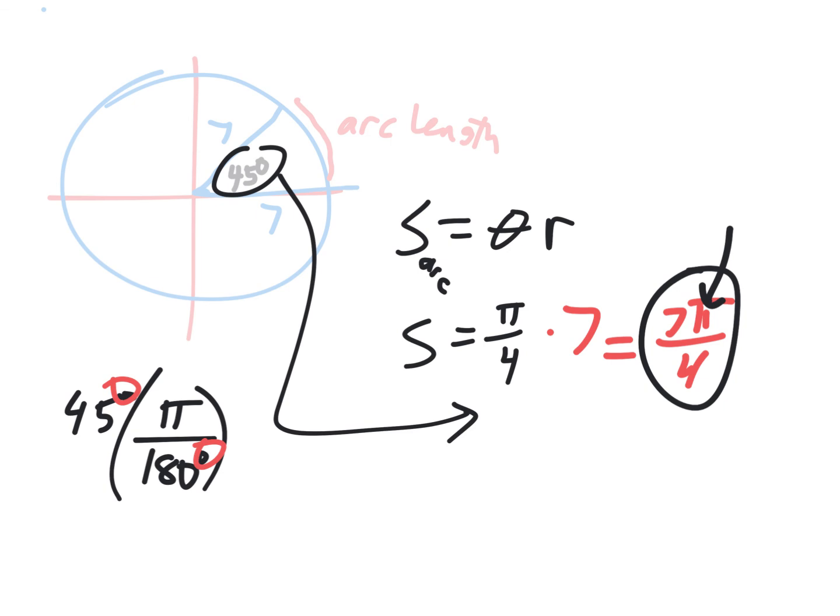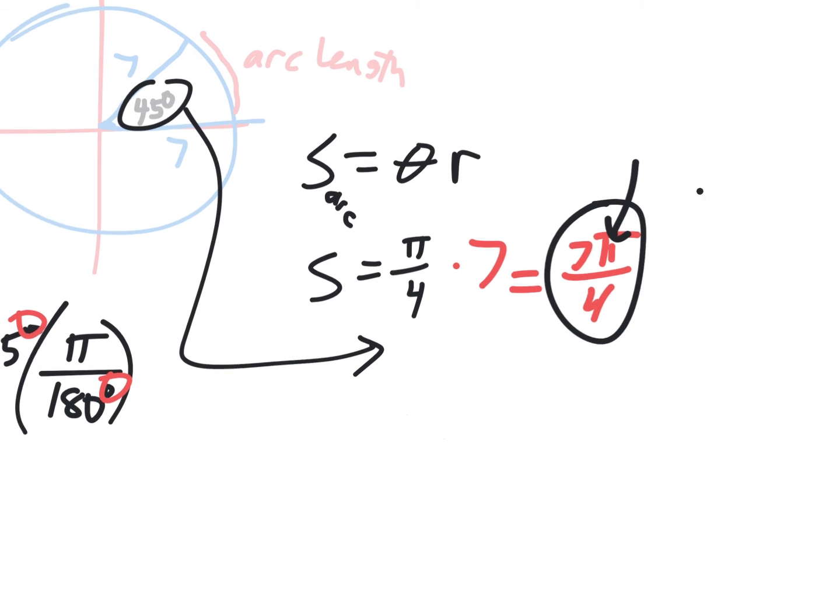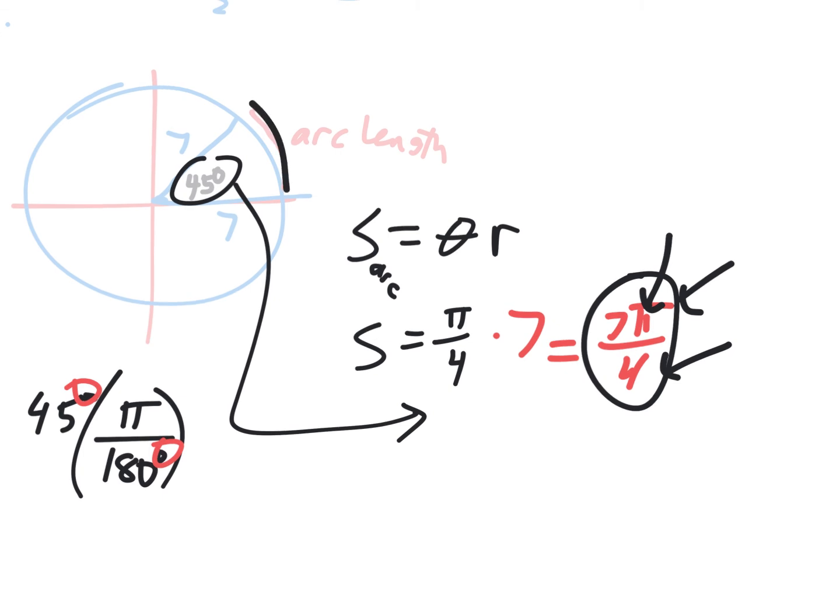So, bottom line, this answer is 21-ish. It's probably more like 22 divided by 4. That will give you the length right here. Yes? I got the same answer using 45 over 360. Oh, yeah, that would have totally worked. Yep. Because what is 45 over 360?